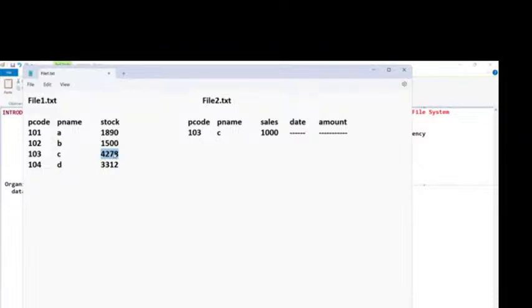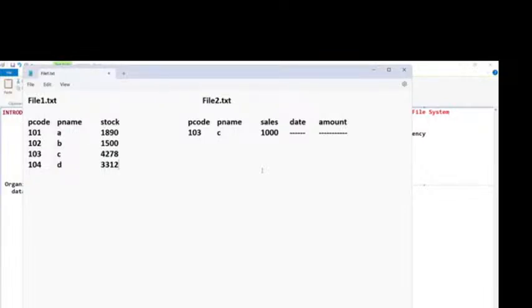Whether you talk about MS Word, Notepad, or Excel, any file, you don't have this option at all. As you make a sale of 1000, you have to manually go and update your file1.txt, subtracting the 1000 from the value present there. So now I come to the conclusion.